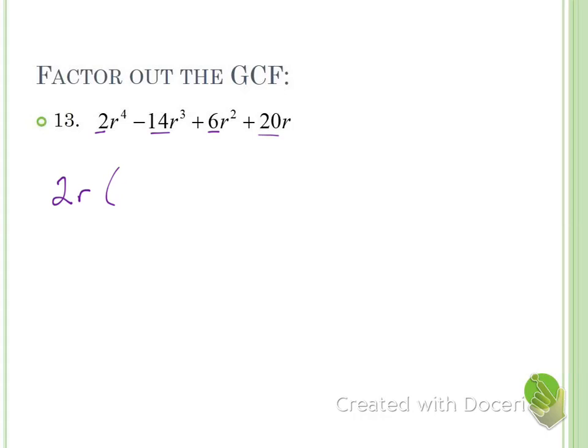2 divided by 2 is 1. If I pull an r out of the 4 there, I have 3 left, so r to the third. Negative 14 divided by 2 is negative 7. Take an r out of 3, and you have 2 left. 6 divided by 2 is 3. Take an r out of 2 there, and 1 is left. 20 divided by 2 is 10. Take an r off of that one, and there aren't any r's left, so we just make this r. And we're done. It's the same process, even with more terms.